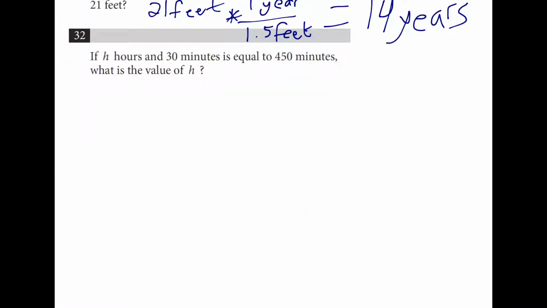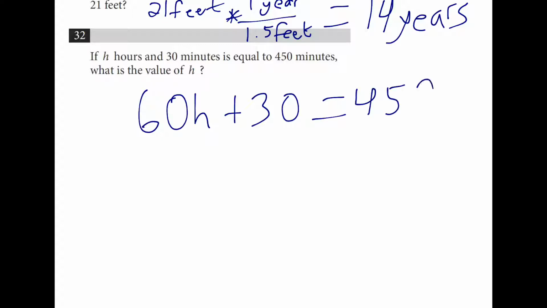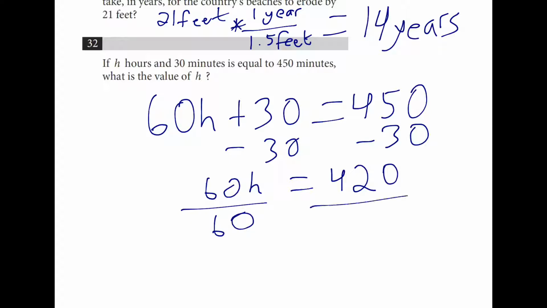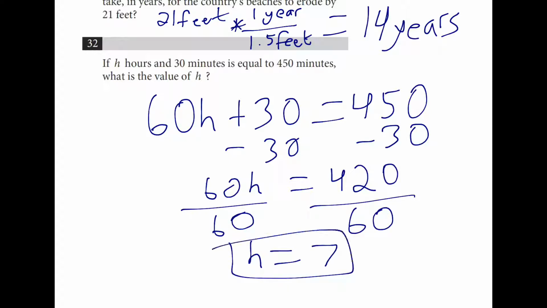32. If h hours and 30 minutes is equal to 450 minutes, what is the value of h? So there are 60 minutes in an hour, so I could write it like this. 60h plus 30 is equal to 450. Then I'll subtract 30 from both sides to get h by itself, and I'm left with 60h is equal to 420. Last step is to divide both sides by 60, and I get h is equal to 7.